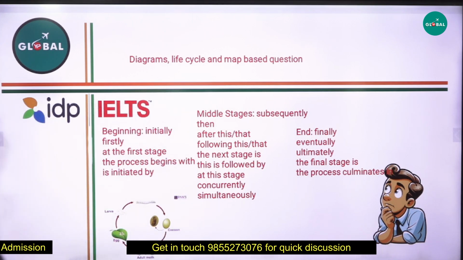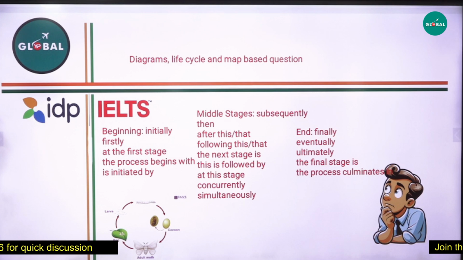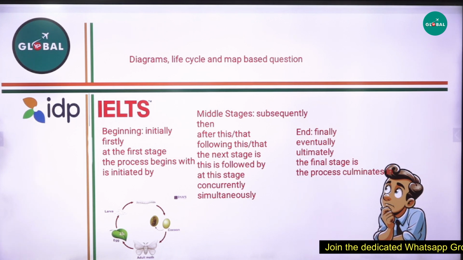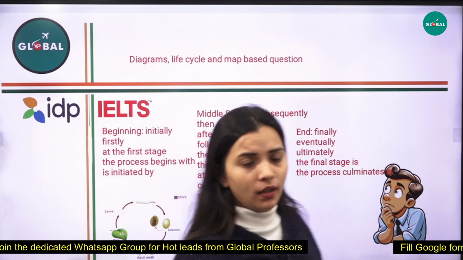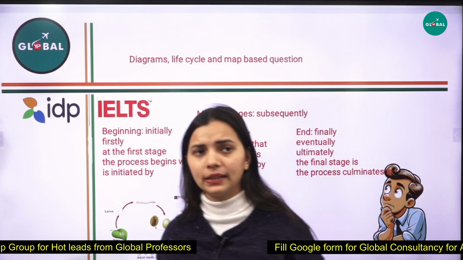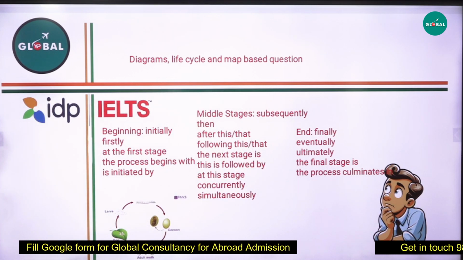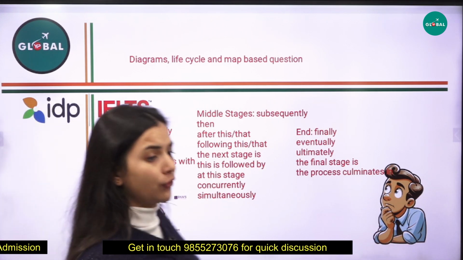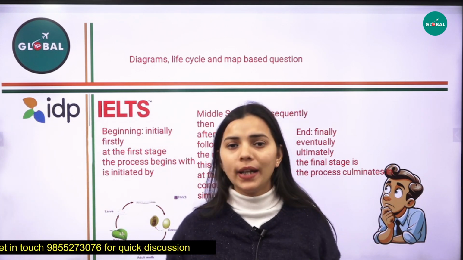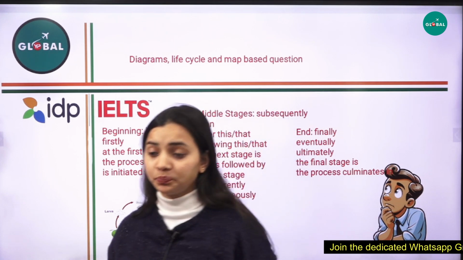At the end also, we need some kind of vocabulary when we are ending up that summary related to the diagrams, maps and life cycles. Finally, eventually, right at the end, we can say at the final stage, the last process is, okay, the process culminates. This kind of vocabulary we have to use while we are ending up these kinds of tasks, right?